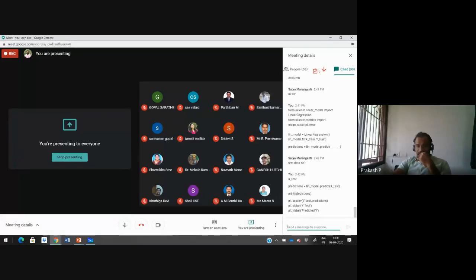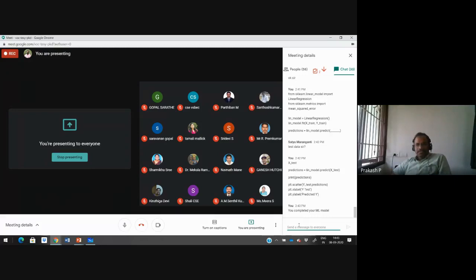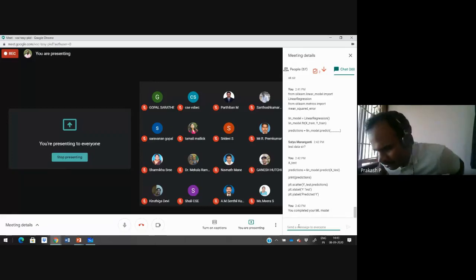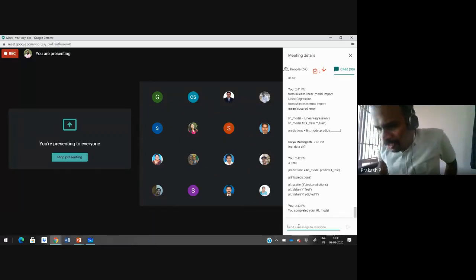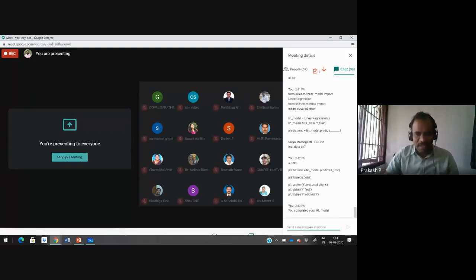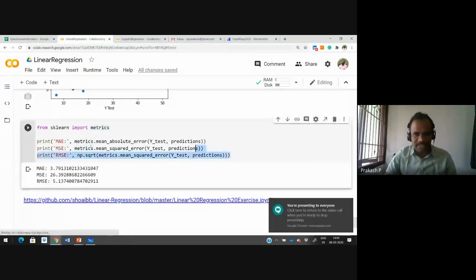So if you're done up to this prediction, it means you completed your first machine learning model. This is the first machine learning model, and then you can try some other data to test it out. There are n number of data sets available on Kaggle or Analytics Vidhya. You can try to explore and do it. Next, after this, there is a very important term which is called metrics.